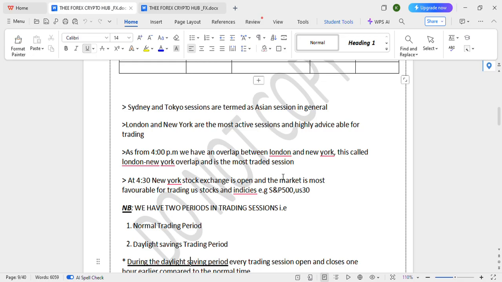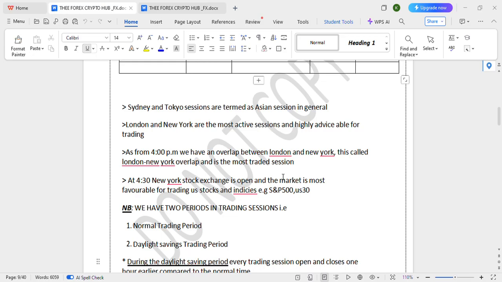The next point is that from 4 p.m. we have an overlap between London and New York, and this is called the London-New York overlap. This is the most traded session. That means from 4 p.m. is when the market is mostly active. The market is very, very volatile from 4 p.m.